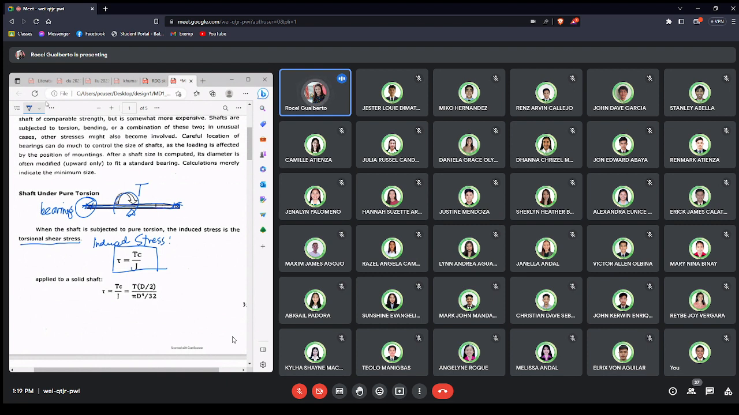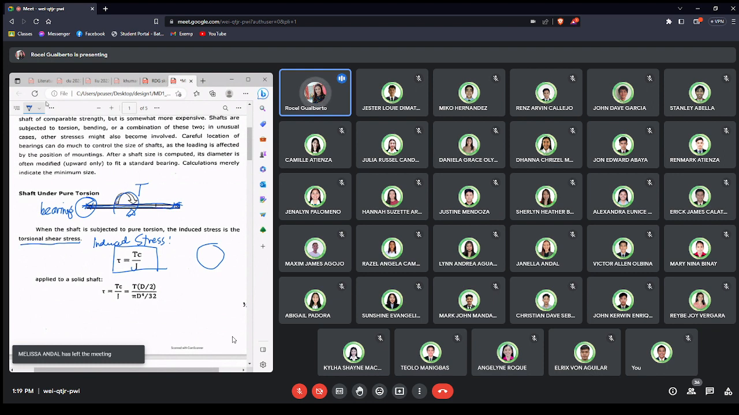T pertains to the torque. C is a radial distance. So, what again do we call the radial distance? If this is our shaft, it is always measured from the center. So, from the center to any distance, that is called C, the radial distance. If I want to obtain the C maximum, of course, it would be equal to the radius. So that is C.